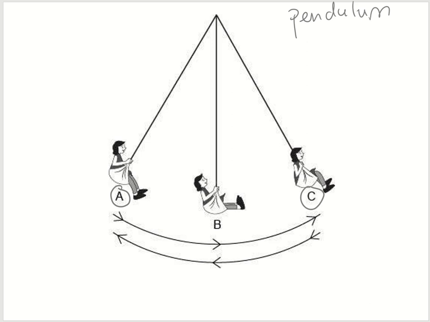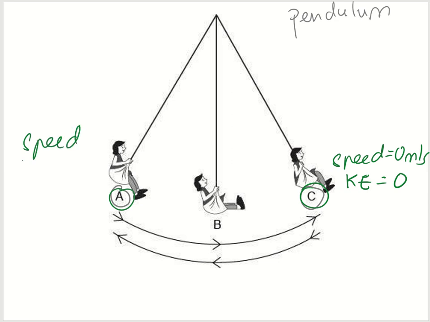At these two endpoints, it doesn't matter where you start moving, you need to remember that the speed is equal to zero. Therefore, kinetic energy is zero. This point and this point. Because when the seesaw goes to the endpoint, it actually stops moving for a moment before it starts to change direction and come down again. Okay, so KE is equal to zero.